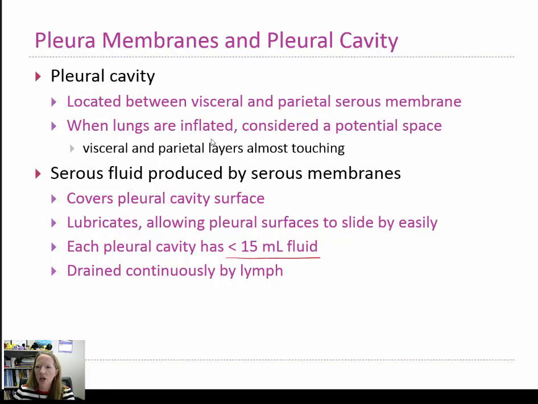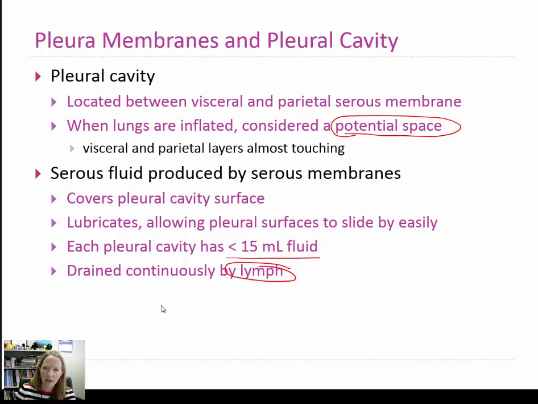And it says that when the lungs are inflated, it is considered a potential space. When it says potential space, it means that it has the potential to be a space, but it's usually not a big space because the visceral and parietal pleura are almost touching. We're going to talk about how important it is that they are almost touching to keep those lungs open. Again, there's that lymph. The serous fluid is continuously drained by the lymph.